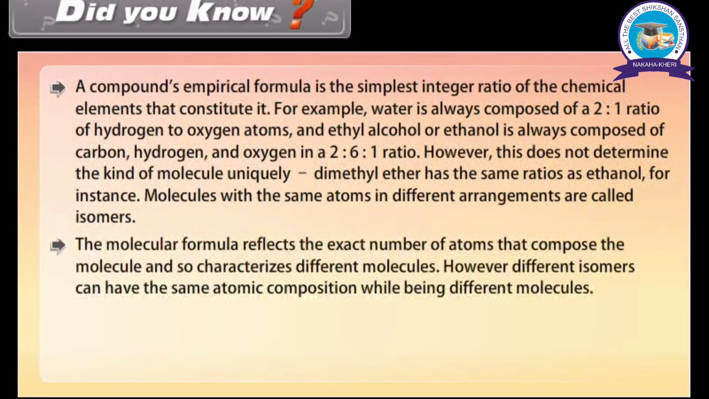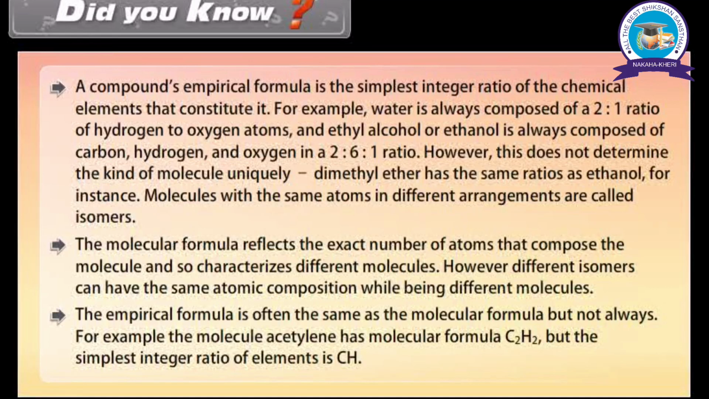The molecular formula reflects the exact number of atoms that compose the molecule and so characterizes different molecules. However, different isomers can have the same atomic composition while being different molecules. The empirical formula is often the same as the molecular formula, but not always. For example, the molecule acetylene has molecular formula C2H2, but the simplest integer ratio of elements is CH. Summary.